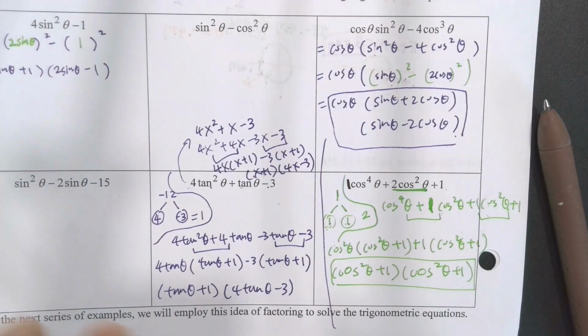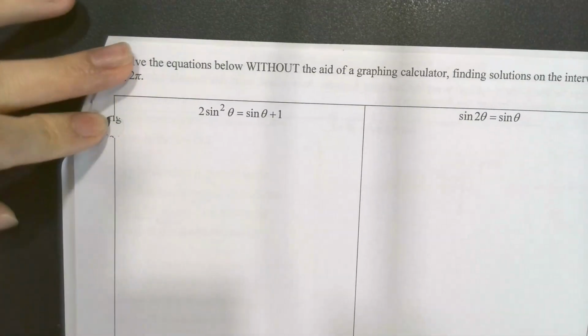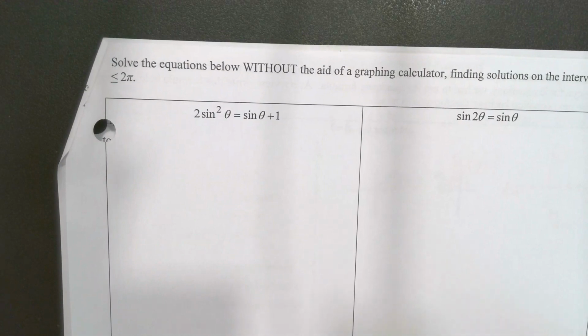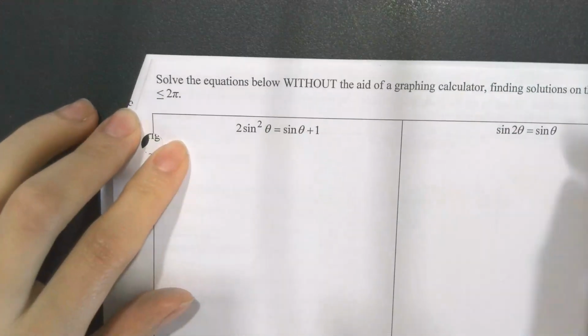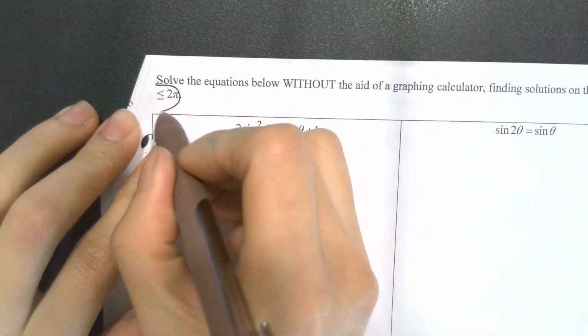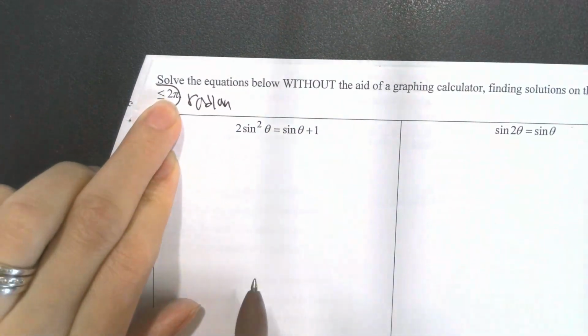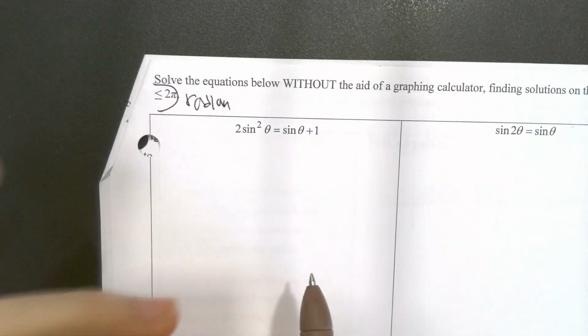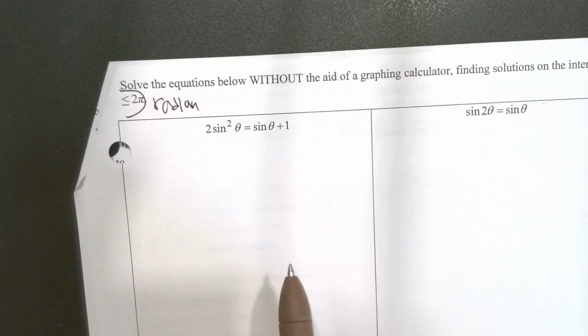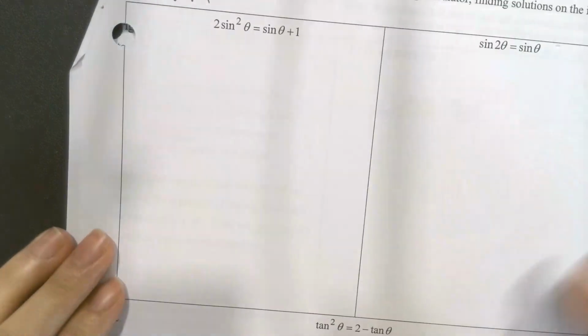Now, let's actually do it. Solve the equation below without the aid of the graphing calculator. Find the solution on an interval, and so on. Alright, guys, as soon as you see this, you know this has to be in radians, right? Because it has to be 2 pi, meaning we're not doing degrees, we are doing it in radians. So your answer is going to have a pi in it, especially since you're not using a calculator.